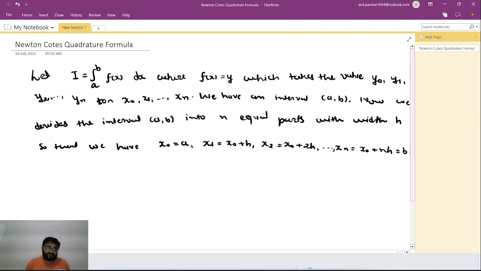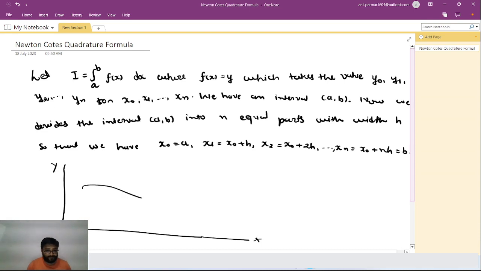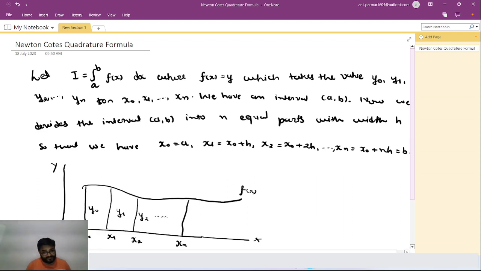Suppose here we have to show the graphical representation. Suppose we have the x-axis, the y-axis, and moreover a function f of x such that it is x0, so it is y0, it is x1, so it is y1, it is x2, it is y2, up to xn minus 1, it is yn minus 1, and it is xn, so with respect to xn is yn.